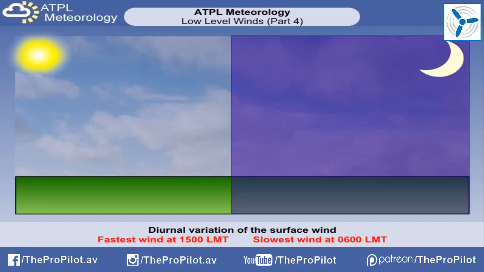There is one more major variation in surface wind that we need to consider. This is the change from day to night. In other words, the diurnal variation of the surface winds.